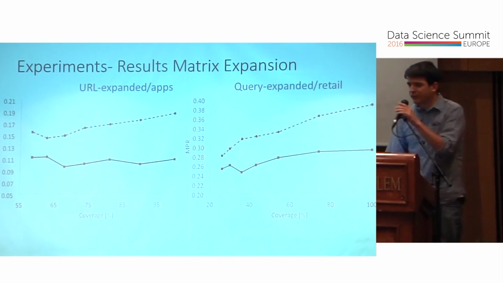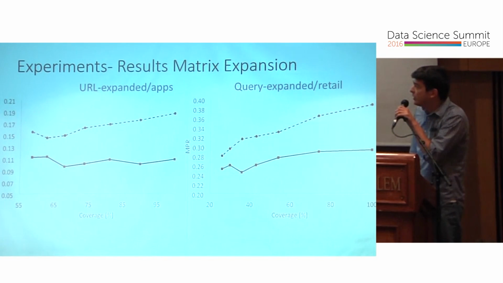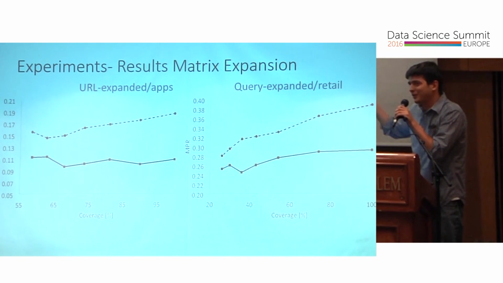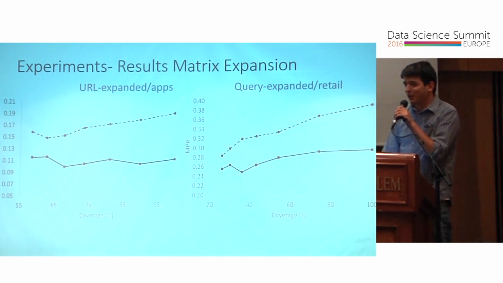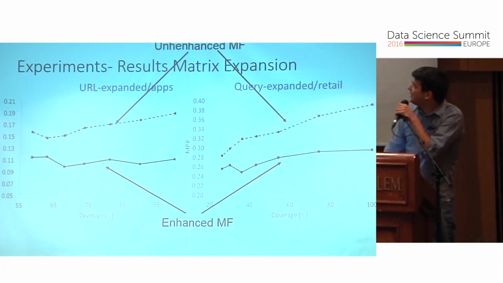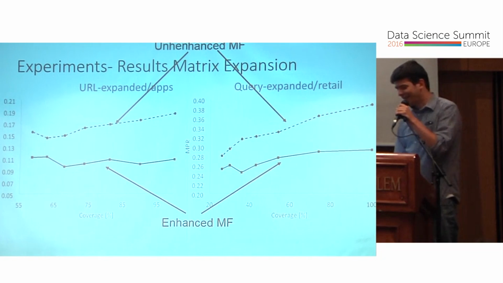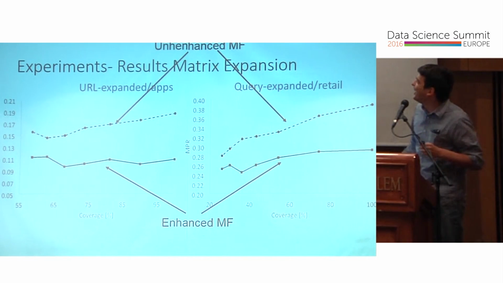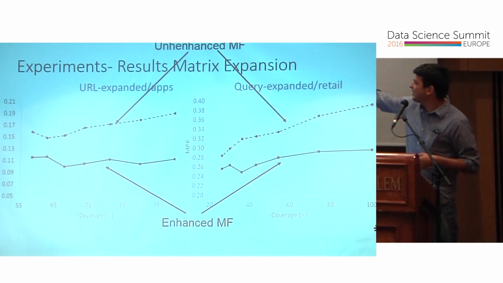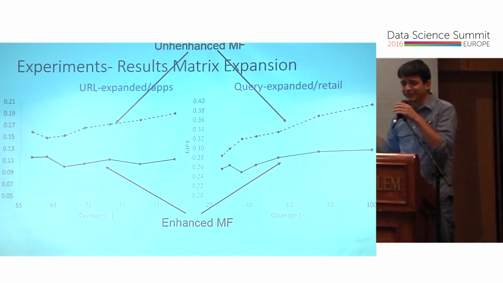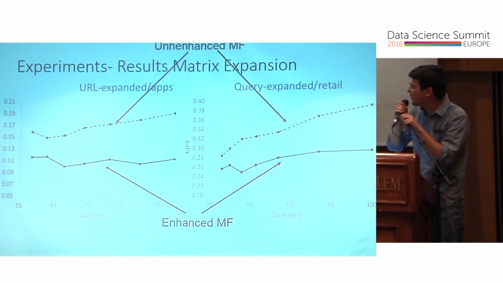So how well did we do? Here we plot coverage against MPR. MPR is the goodness, you could think of it, of our recommendations. And we have two curves here. You're probably asking which one is the baseline. The slides are messed up, sorry. Okay, so our approach is this enhanced matrix factorization. It's the solid line. And the first thing you can see is it's lower, so we did better.